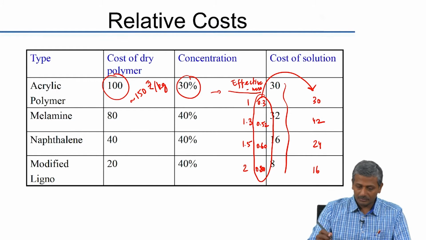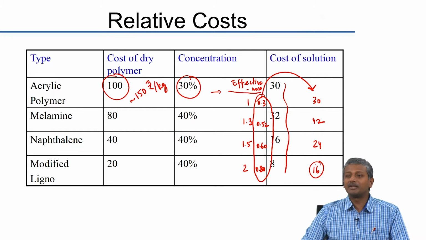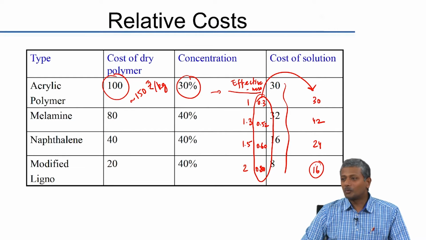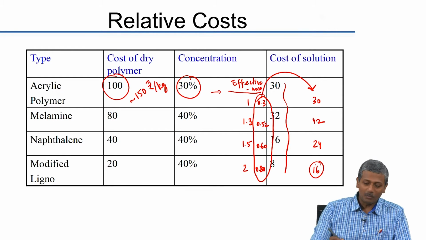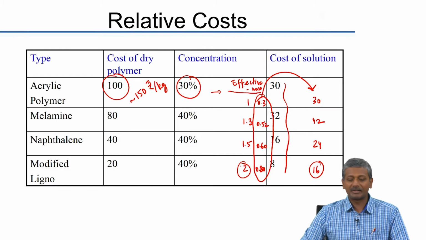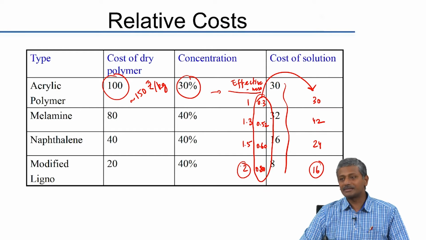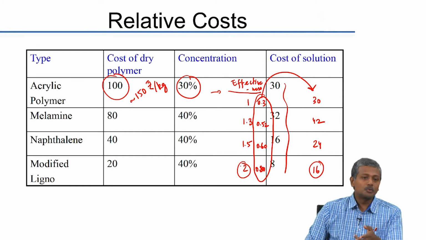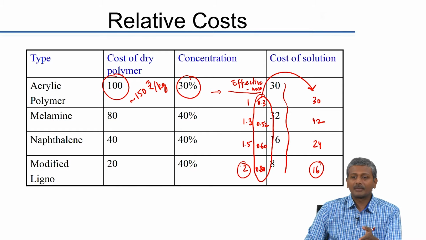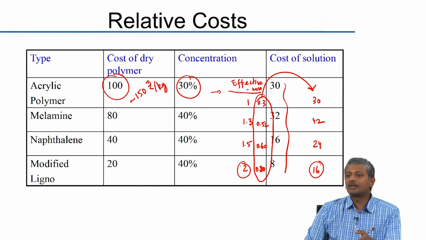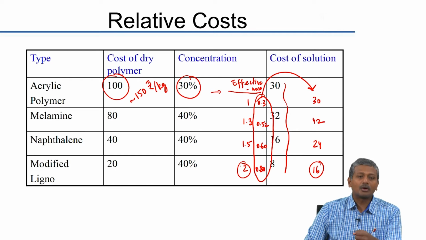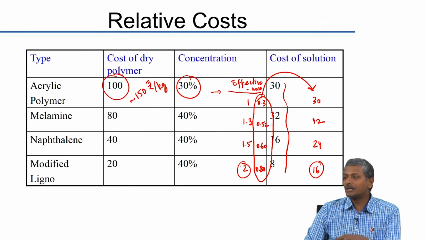Now, of course, I am having difficulty believing this, but what I have probably done is underestimated the amount of modified lignosulfonate required to actually get the same effectiveness. If you use 2% of modified lignosulfonate, you will definitely get this effectiveness. The only problem is you will also get significant amount of retardation. So, your concrete properties may not be to the level that you desire.